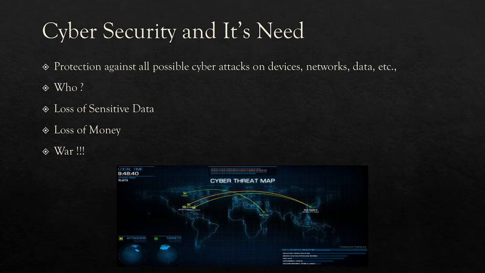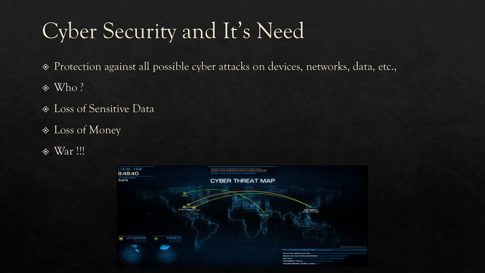And why is cybersecurity a necessity? It is needed. If cybersecurity is not present, what will happen first of all? A lot of sensitive data, including your birth date, a social security number, or your passwords, or your passport number, those are even considered as security sensitive data. So if cybersecurity is not present, what will happen to those data?